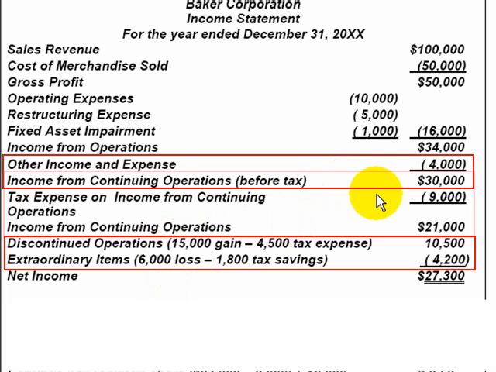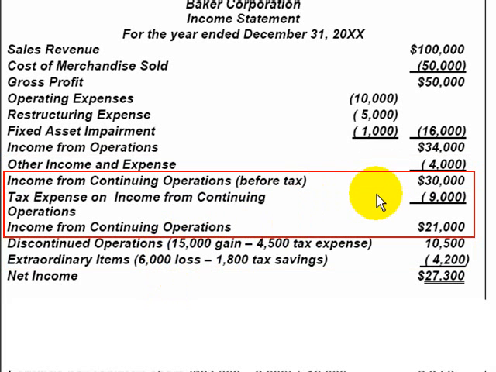Generally accepted accounting principles require that income from continuing operations be stated on an after-tax basis as well. So given a 30% tax rate, we would have $9,000 to pay in taxes on the $30,000 of income, and that would give us $21,000 for income from continuing operations on an after-tax basis.